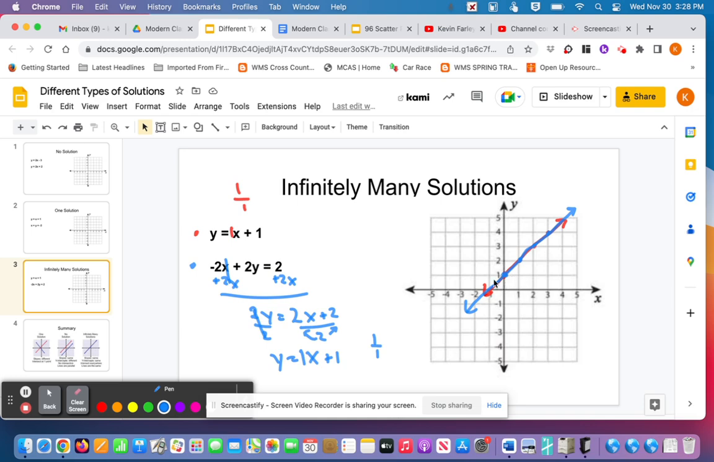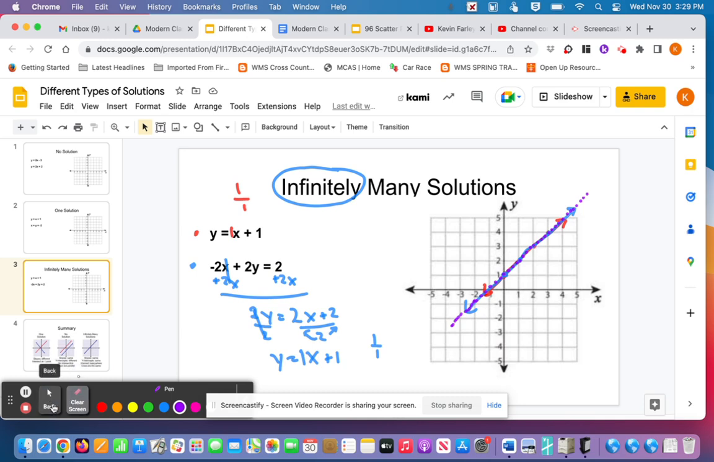Well, how many points do both the red and the blue line have in common? I hope your answer is there are an infinite number of points that the red and the blue line have in common. They overlap, so they match up on every single point on that line, leading us all the way to infinitely many solutions. So if you see it graphically, one line on top of the other, that means infinitely many solutions.